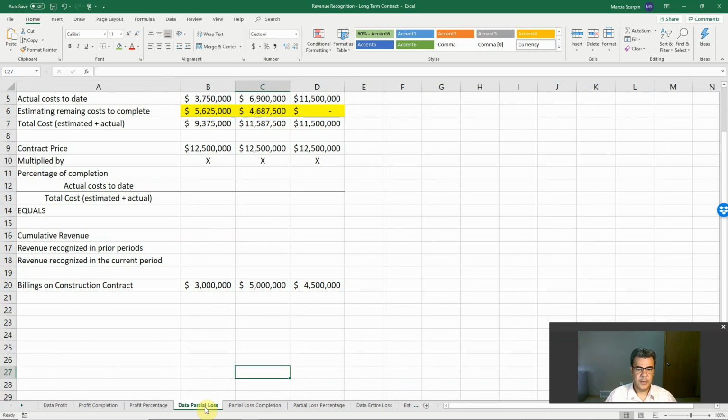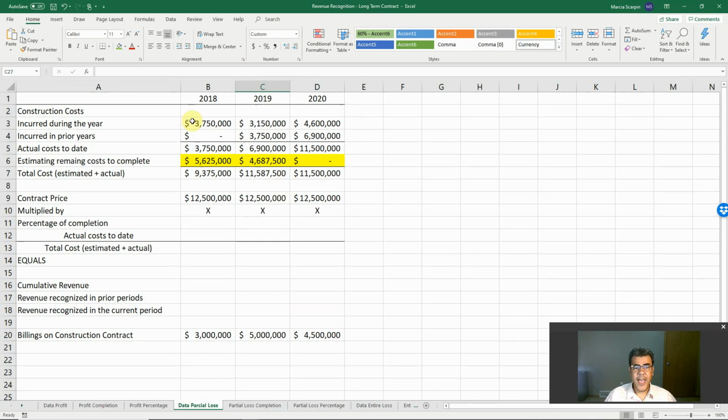So okay, we have these given numbers. Contract price $12.5 million. The cost 3.7 first year, 3.1 second year, 4.6 third year. And this is our billings, our cash flow. 3 million first year, 5 million second year, 4.5 million third year. So okay, let's go to the recognized revenue at the end of our contract. So we don't need these yellow numbers yet.